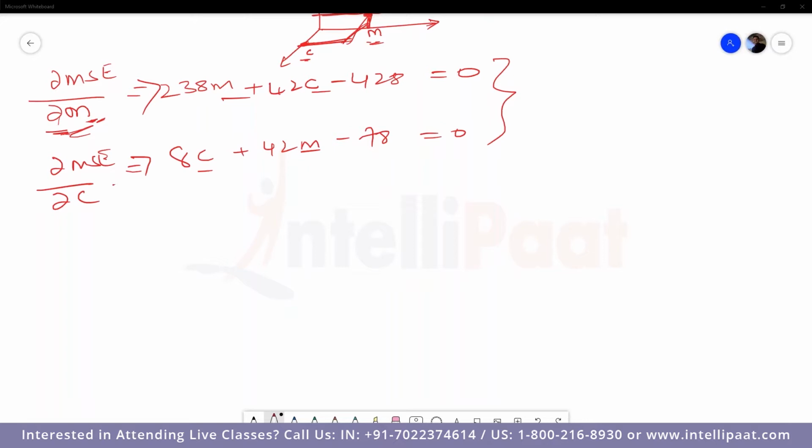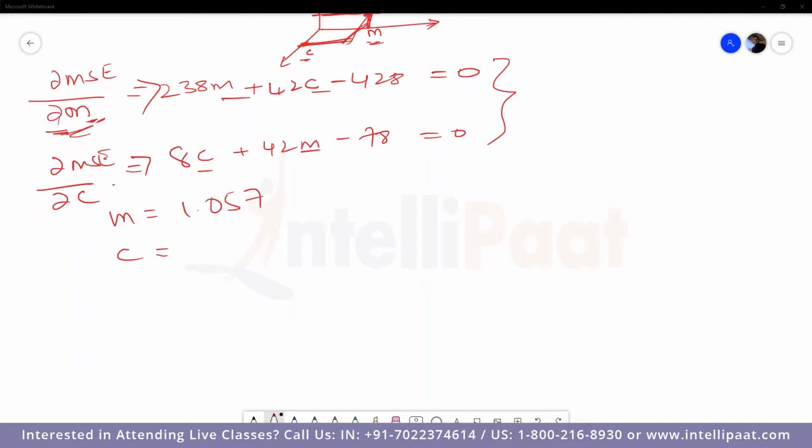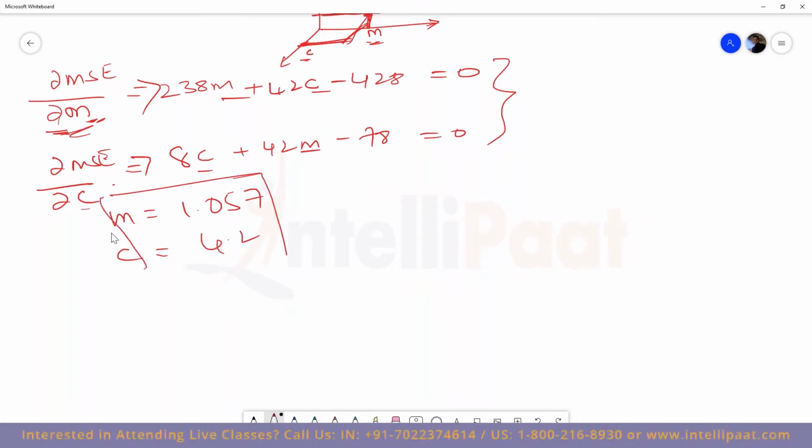So I'm typically getting my value of m somewhere around 1.057 and c should be 4.2. Yes, perfect, c is 4.2. Prerna, you're right, c is 4.2. So these are the values, and my final equation looks like this.